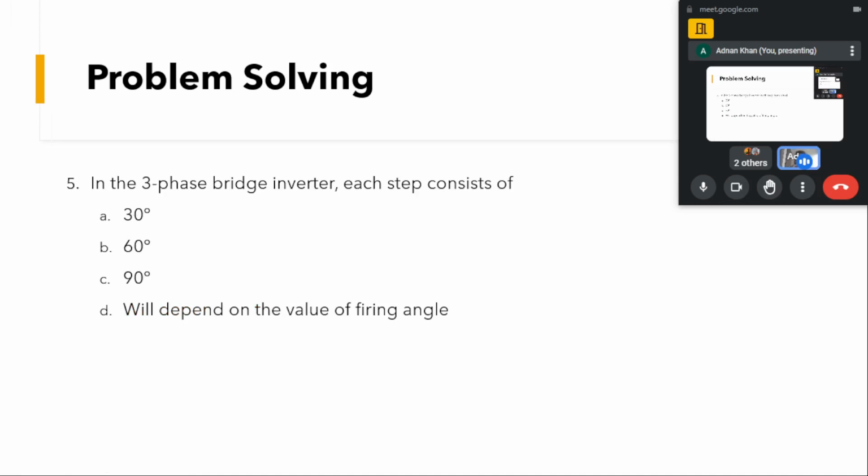Question number 5. In a three-phase bridge inverter, each step consists of how many degrees? The options are 30 degree, 60 degree, 90 degree, and will depend upon the firing angle. Like we saw in the three-phase inverter, can anyone guess what will be the value of each step?